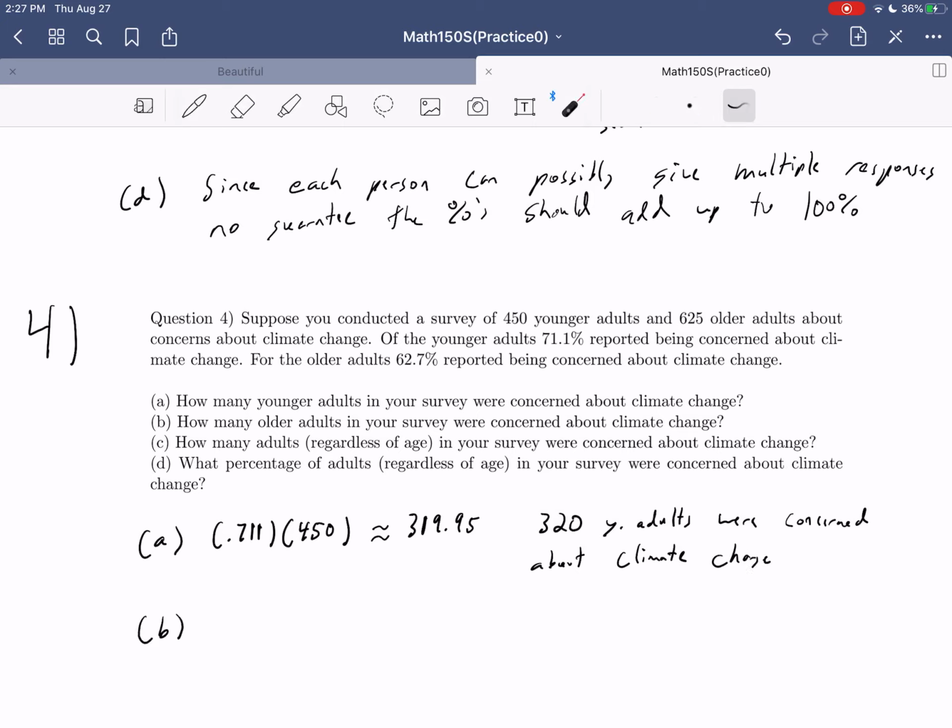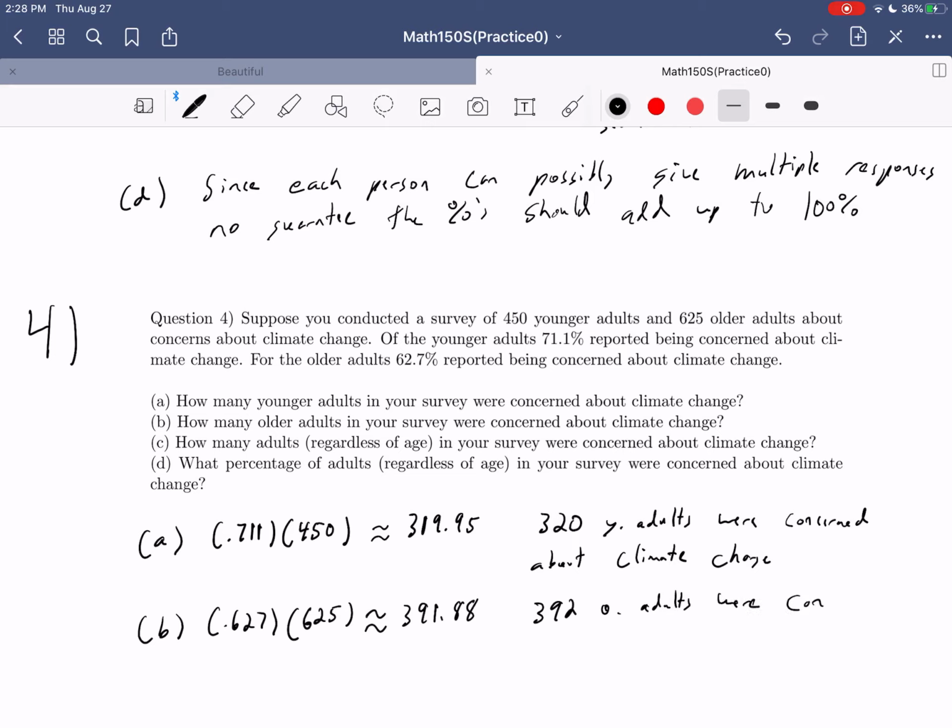Okay, perfect. B should be similar. How many older adults in your survey were concerned about climate change? Well, we convert this into a decimal, so that's going to be 0.627. We multiply this not by 450 this time, because we had 625 total older adults, so we multiply by 625. Let's see what our calculator tells us. 0.627 times 625 should come out as 391.88 or something. If you round that, you should get 392 older adults were concerned about climate change.